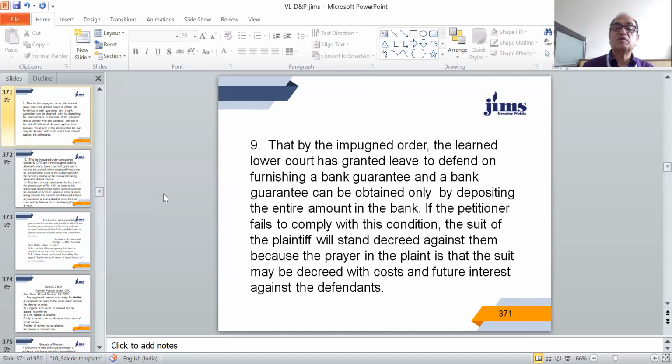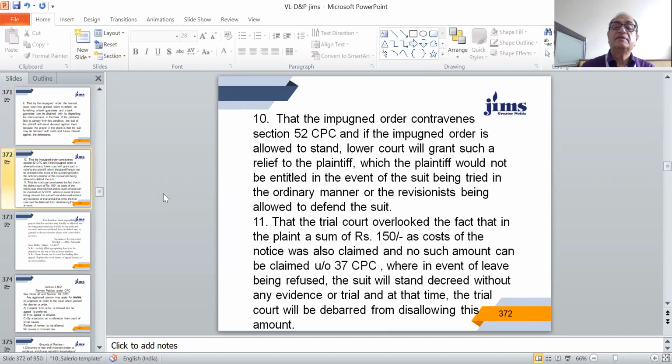If the petitioner fails to comply with this condition, the suit of the plaintiff will stand decreed against them, because the prayer in the plaint is that the suit may be decreed with cost and future interest against the defendants. And para 10, that the impugned order contravenes Section 52 of CPC. And if the impugned order is allowed to stand, the lower court will grant such a relief to the plaintiff which the plaintiff would not be entitled to in the event of the suit being tried in ordinary manner or revisionists being allowed to defend the suit. So the order is perverse.